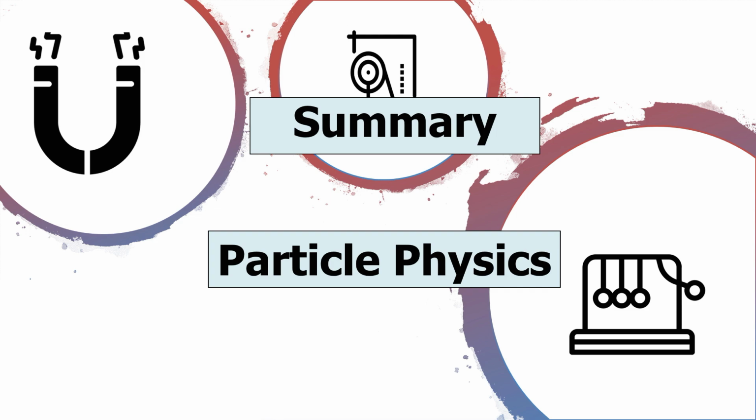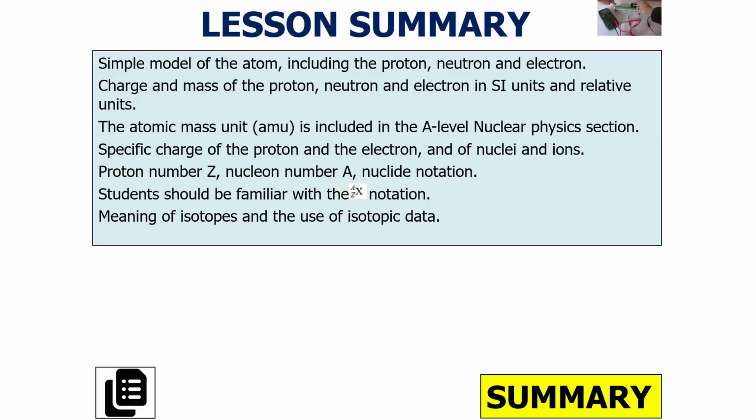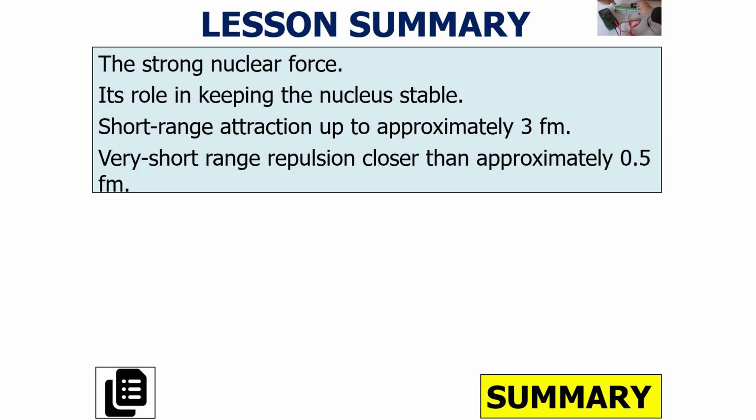So let's summarise what we've looked at in this particular revision session. We've looked at the simple model of the atom, the atomic mass unit, the charge and mass of the proton, neutron and electron in SI units, and the specific charge of the proton and the electron. We've looked at the notation used for nucleons as well. We looked at the strong nuclear force, its role in keeping the nucleus stable, its strong attraction up to about 3 femtometers and a very short range repulsion closer than 0.5 femtometers.